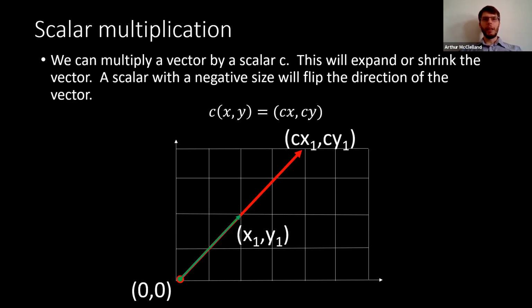If c is a scalar with a negative sign, it's going to flip the direction of the vector, but it's still a valid mathematical process. We still are scaling our vector by this numerical value.